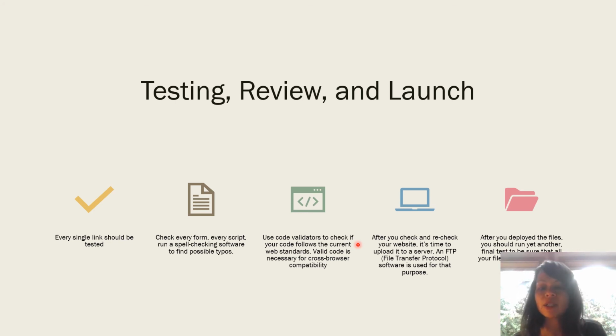Sometimes you're not meeting standards and it still shows up okay. It means that it shows up okay today, but tomorrow or in a week or in a month or in a year, it might not work anymore. So it's important to make sure that you're following current web standards. Valid code is necessary also for cross-browser compatibility. Sometimes you write code that's not up to standard and it shows okay in Firefox, but in Chrome it might not show up at all or show incorrectly. So you have to follow the standards not only for future compatibility, but also for cross-browser compatibility. Make sure that it will show up across all browsers.